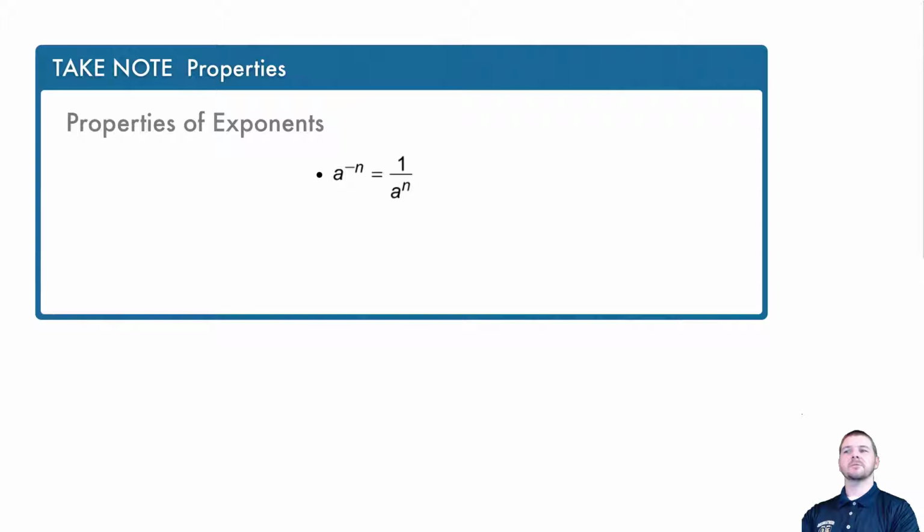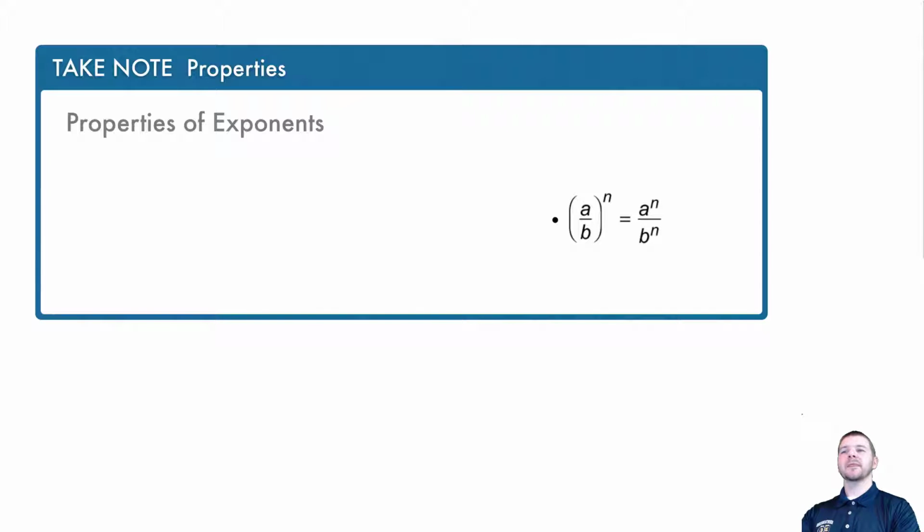Next, a times b, in parentheses, that product raised to the nth power, can be rewritten as a to the nth power times b to the nth power. A to the mth power raised to the power of n can be rewritten as a to the power m times n. On the right, a to the m power times a to the n power equals a raised to the m plus n power.